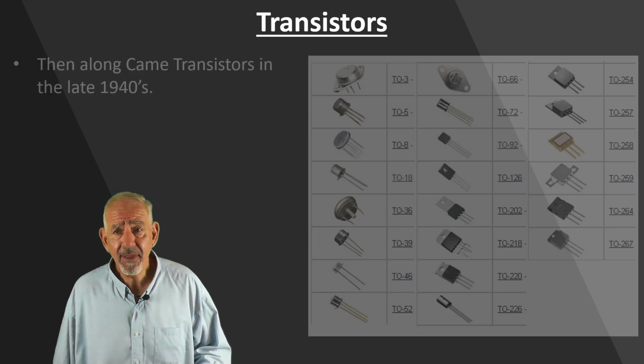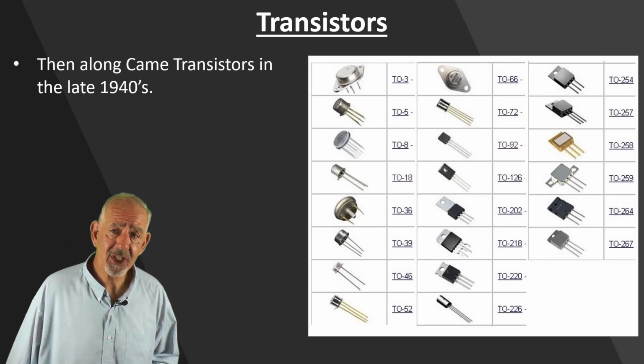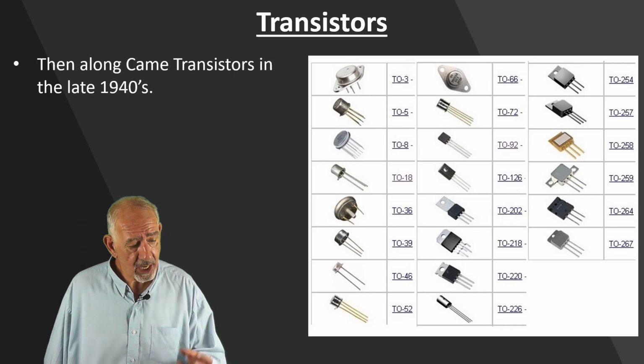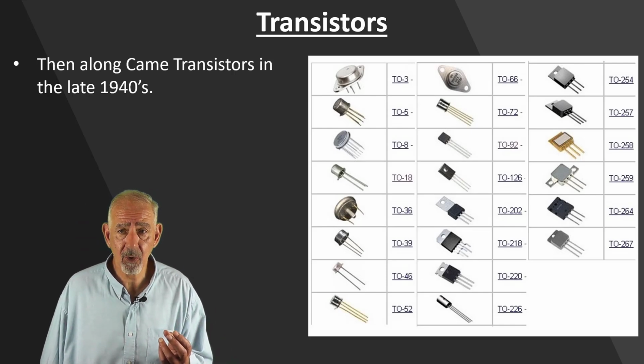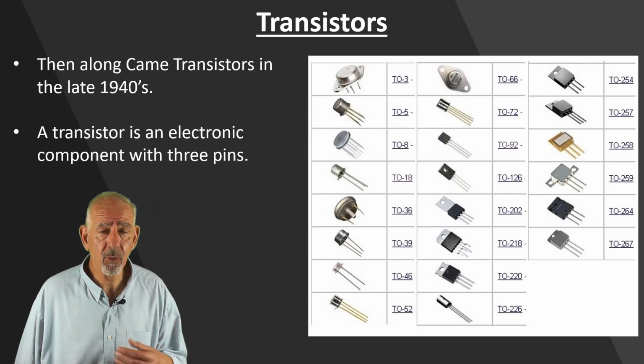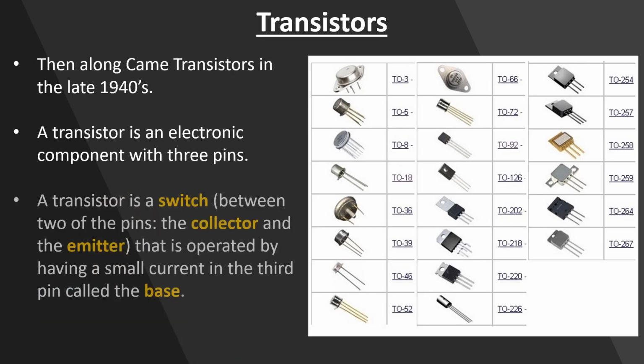But then around about the 60s, transistors came along. Transistors were smaller switches, which got smaller and smaller. It's an electric component with 3 pins, and it's a switch like the others. If we've got a charge between 2 of the pins, the collector and the emitter, whether we've got a switch that goes on or off depends on the 3rd pin, called the base, which is operated by having a small current in it. If we had a current going through there, we'd have the switch on. If we didn't, we'd have the switch off. So these were transistors, smaller versions of these valves.